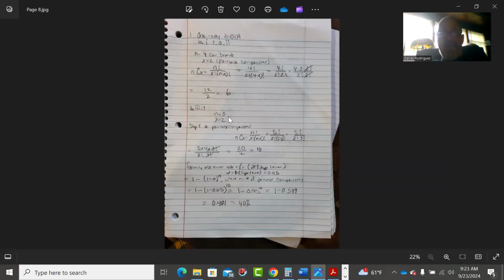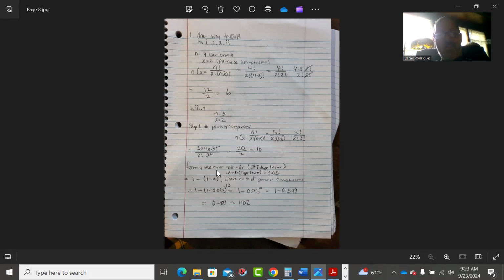So we have n equals 5 in this case. Of course, x is 2 because all pairwise comparisons. We use the binomial coefficient again here. It's 5 factorial divided by 2 factorial times 3 factorial, since 5 minus 2 is 3. Do a little canceling out here. So we get 5 times 4 is 20, divided by 2 is 10. So we can make 10 possible pairwise comparisons. So what happens if we do 10 pairwise comparisons? We use our family-wise error rate equation. That's the probability of at least 1 false positive, 1 type 1 error, for alpha 0.05.